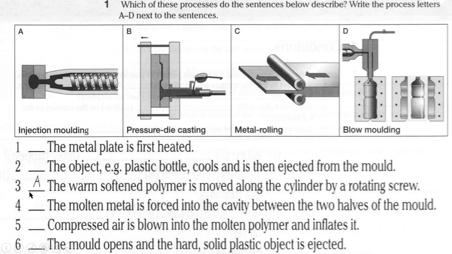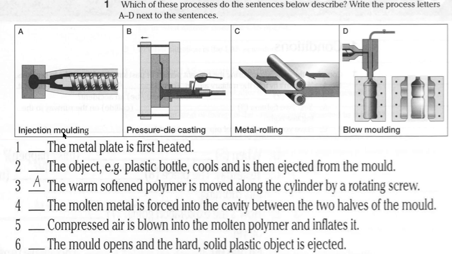For example, sentence number 3, the warm softened polymer is moved along the cylinder by a rotating screw. We can find this sentence or this step in the injection molding process. Okay, now take your time to answer the rest of the sentences. When you finish, please play the video back again to check your answers.